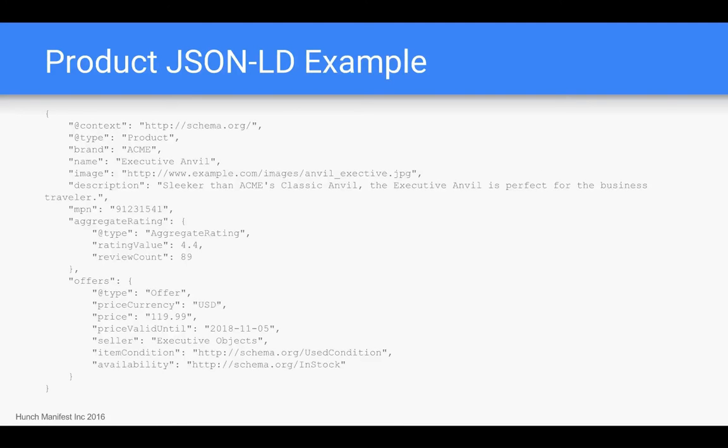So here we have an example. It's fairly straightforward. We have the product with the brand of Acme, an executive anvil, and description and image, the MPN number, the aggregate rating. Here's where you would be able to provide that star rating as shown in the earlier example. In the offers, here you have the currency, US dollars, of the price, and the offers have a lot of different options. You can have things like the item condition, it's in stock, and the seller, and you can do quite a bit of different things.